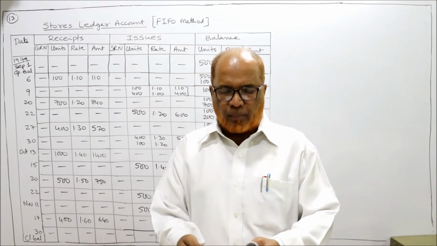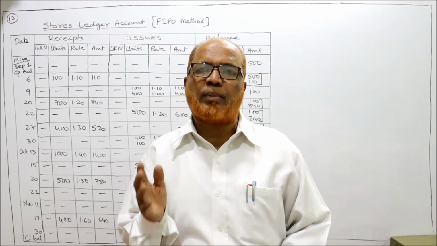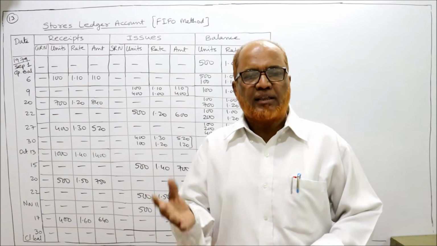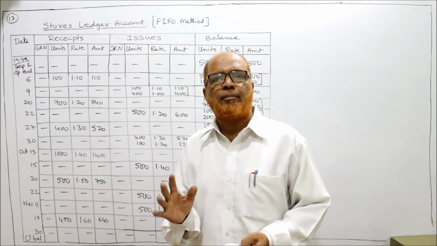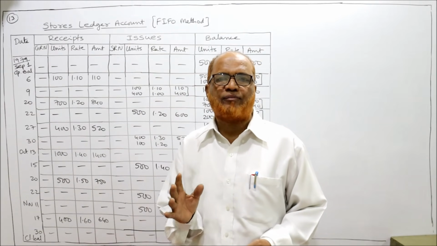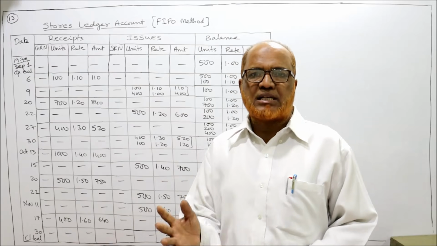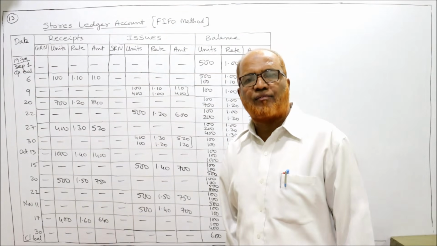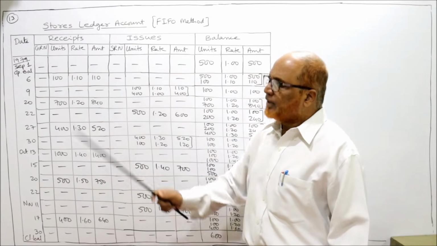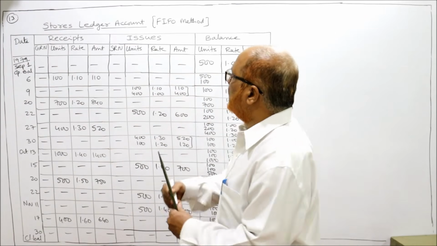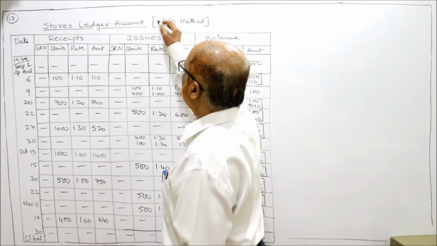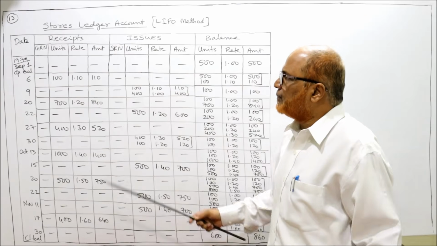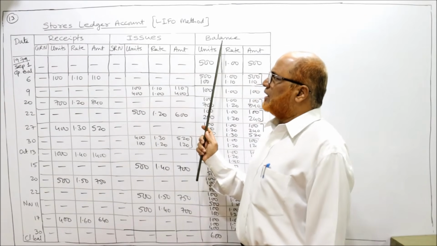So in the 13th problem, we have to make the store's ledger account by FIFO method and LIFO method. We have completed the FIFO method. The same 13th problem, I am making the store's ledger account by following the LIFO method, last in first out. I told you the format will be the same for FIFO and LIFO. See here I am writing down LIFO method. LIFO method we are following now. Now see carefully. Receipts, issues, balance.